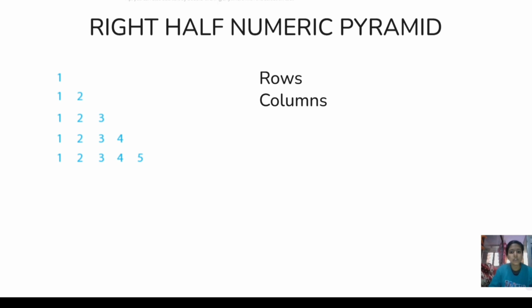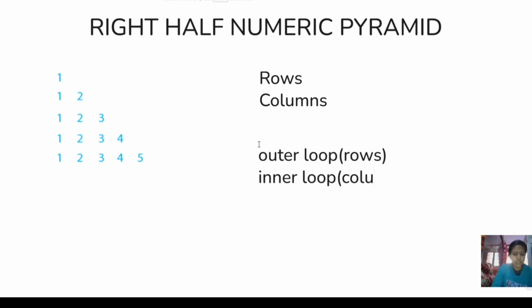Here, how many loops will run? Two loops will run. The first loop is the outer loop, which iterates over the rows, and the second loop, the inner loop, iterates over the columns. This is the basic concept of the right half numerical pyramid. How many times does the outer loop run? There are 5 rows here, so the outer loop runs 5 times.